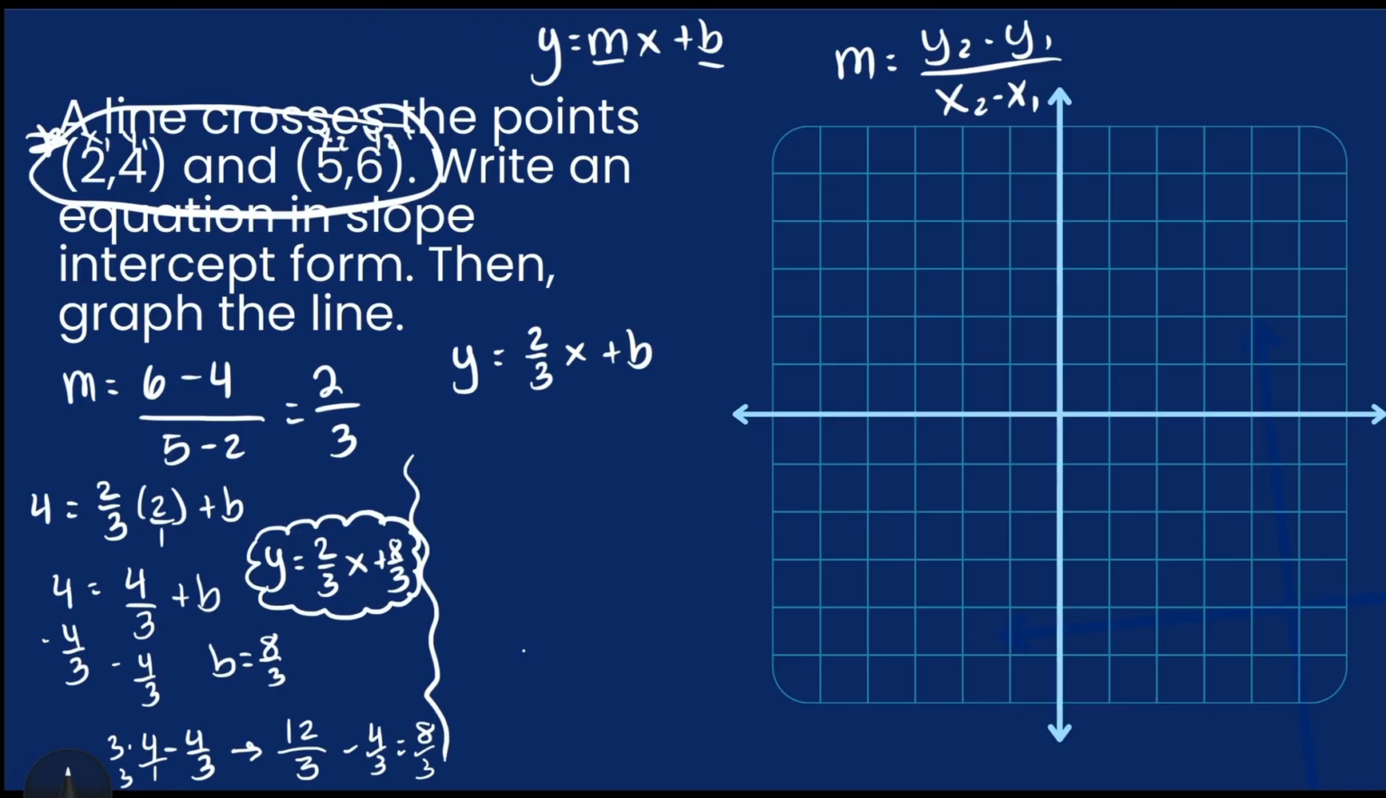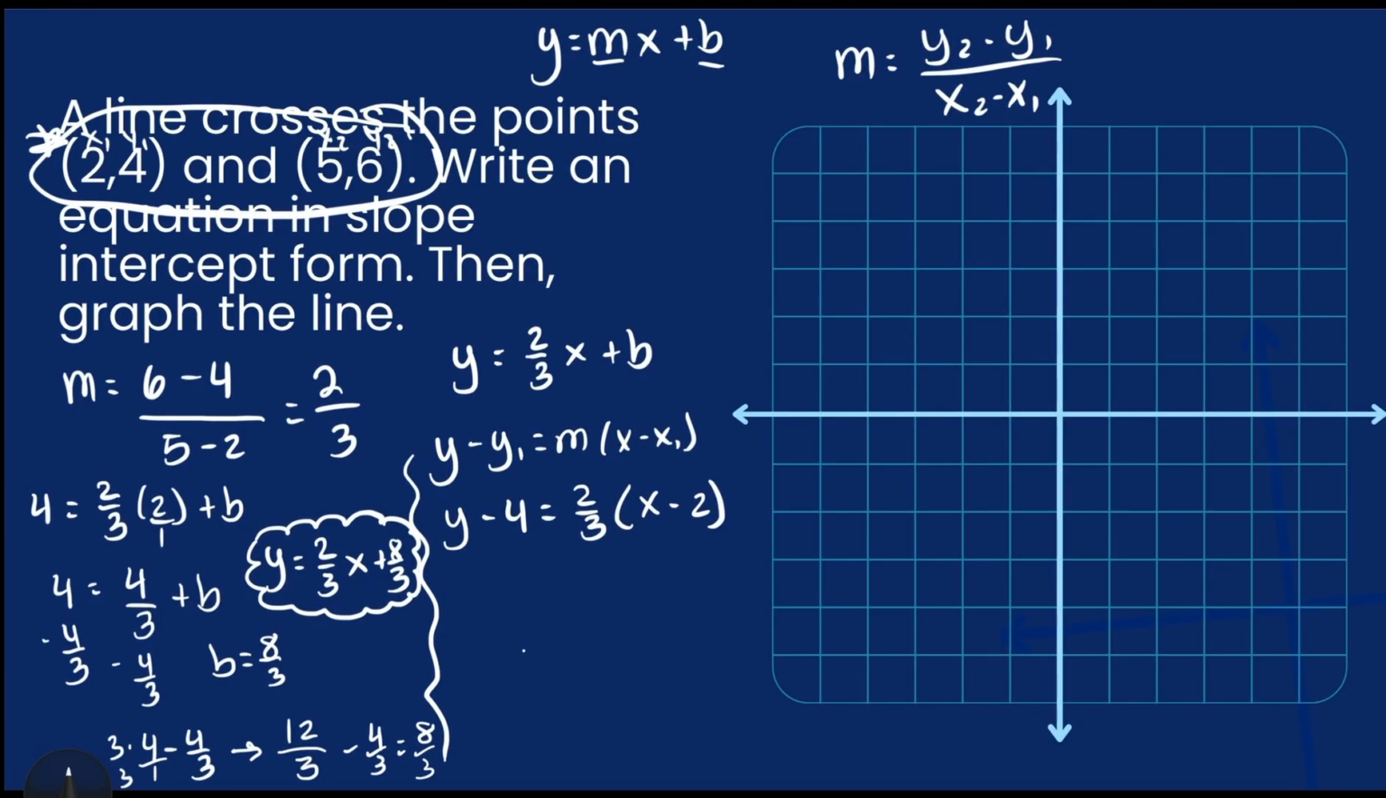Now another option that you could do is that you could put this into point slope form and then from there convert it to slope-intercept form. So it'll look something like this. I'm going to use 2 over 4 the same way. Remember that point slope form is y minus y1 equals m x minus x1. So I'm going to rewrite this as y minus 4 equals 2 over 3 x minus 2.